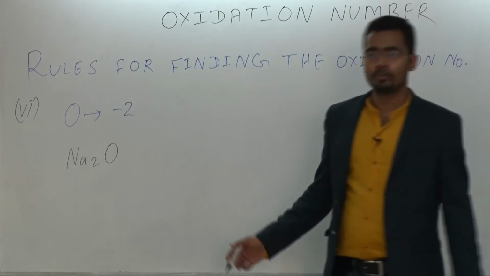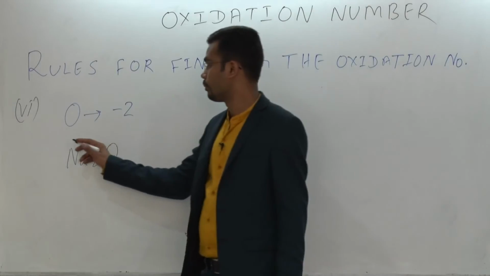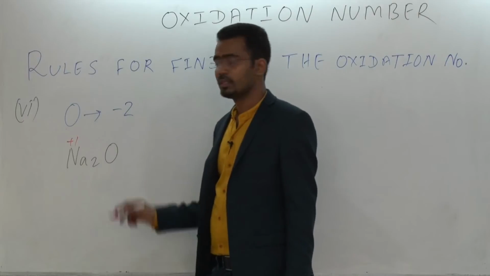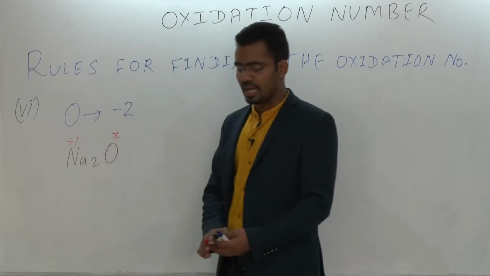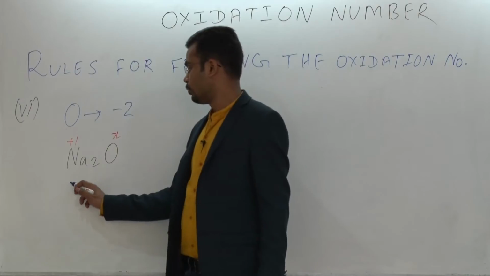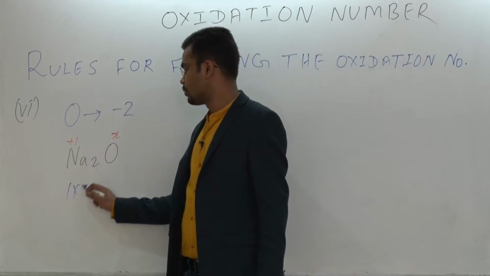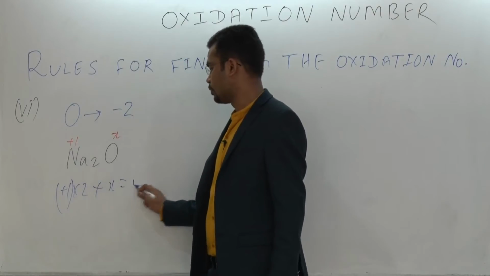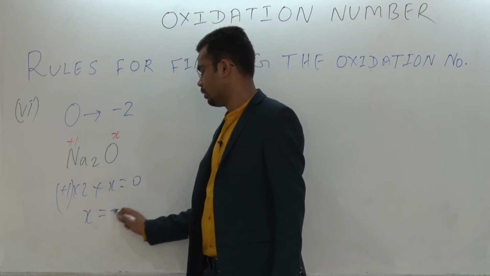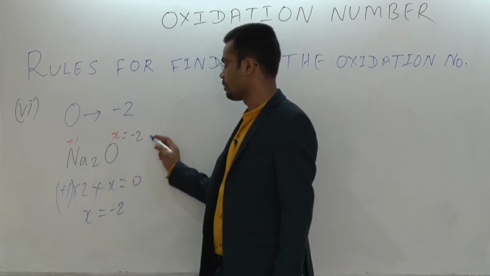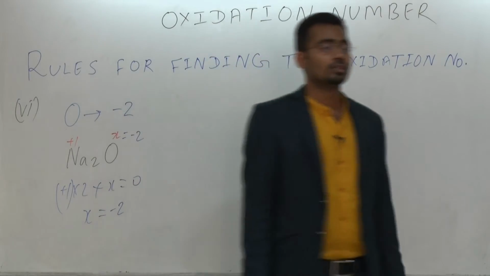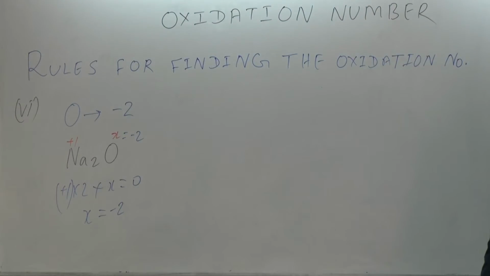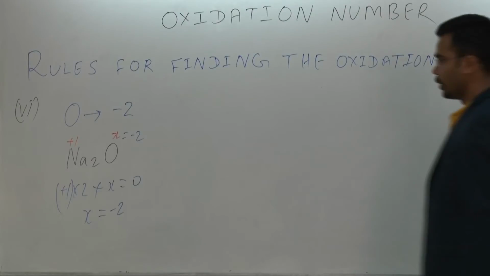If you don't know, put here: sodium has +1, oxygen has X. The sum of the net charge must be 0. So 1 into 2 plus X equal to 0. It means X equal to -2. So it is clear, oxygen has -2 oxidation state. So generally, oxygen has -2 oxidation state. Yes or no? Good.